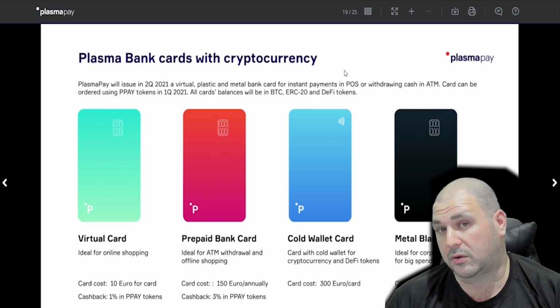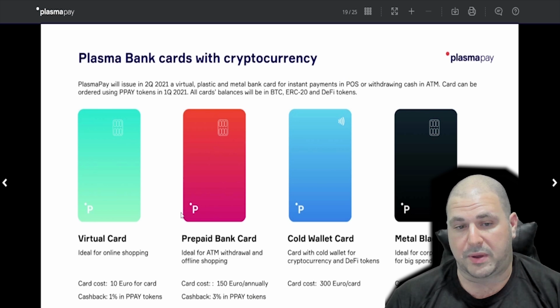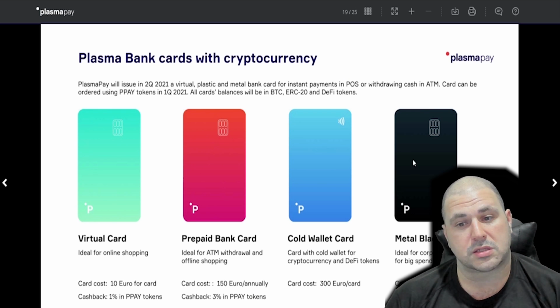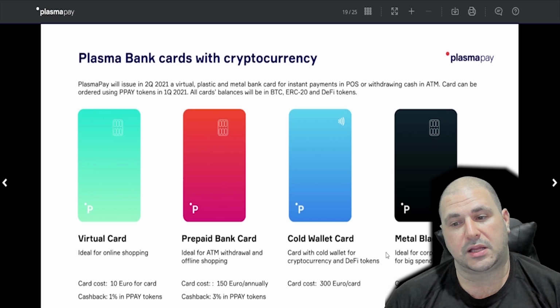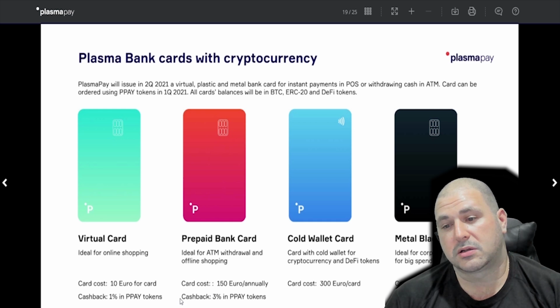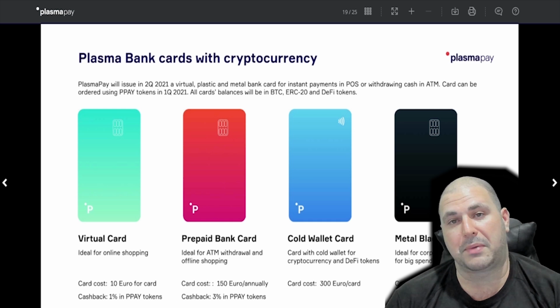And then they also have bank cards. So they're going to have prepaid cards, they're going to have virtual cards, they're going to have a cold wallet card, and they're going to have a metal black card. And basically you pay annually for the cards, right? And you get paid back in tokens.